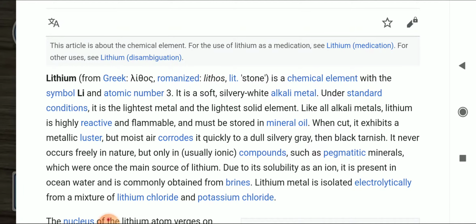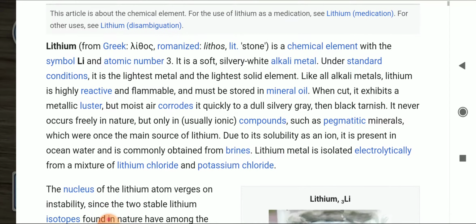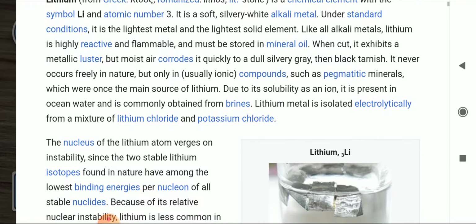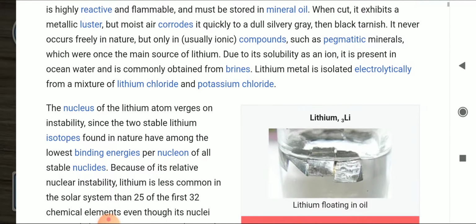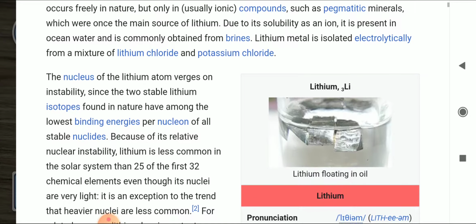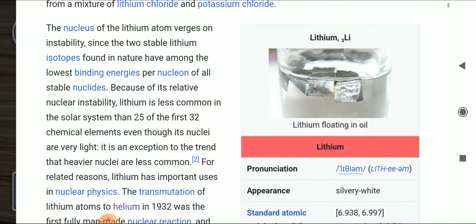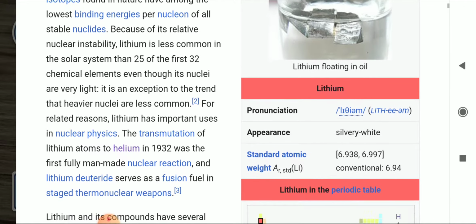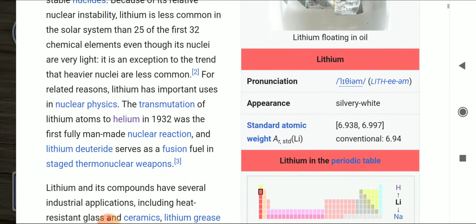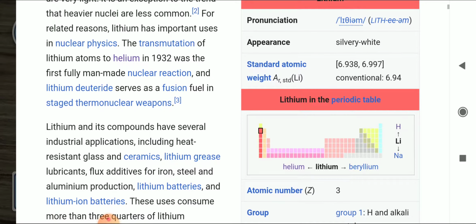It is written here that lithium is a chemical element with the symbol Li and atomic number 3. It is a soft, silvery-white alkali metal. Under standard conditions it is the lightest metal and the lightest solid element. I'm not going to read everything written here, I'm just going to show you. If you want more details about this, that's why I'm showing you all the things written here. Got it?